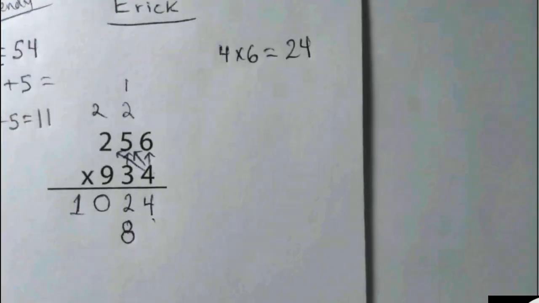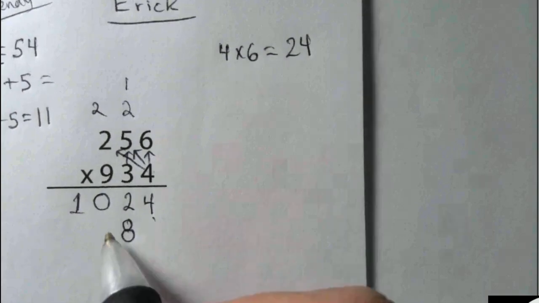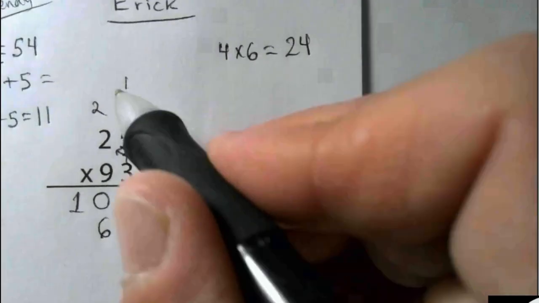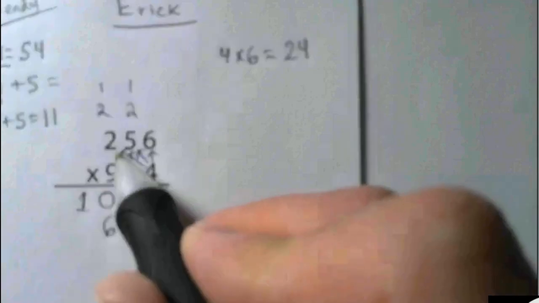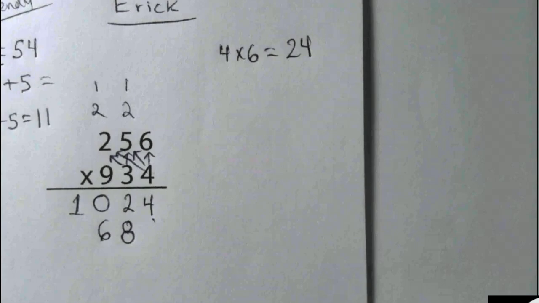Go ahead, Eric. Then you multiply 3 times 5. Which is what? 15 plus the 1 is 16. All right. You put the 6 and carry the 1. Excellent. What do you do next? Then you multiply 3 times 2. Which is what? 3 times 2, and then you add the 1, and you put down the 7.